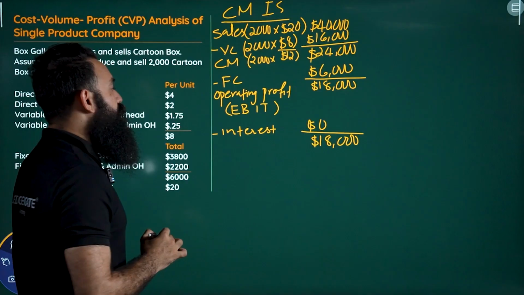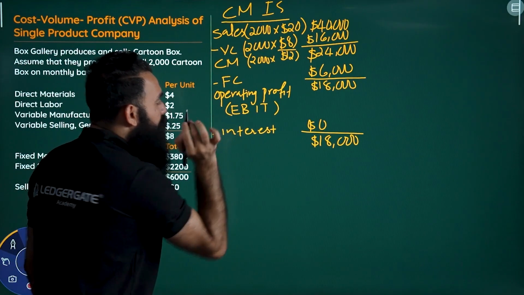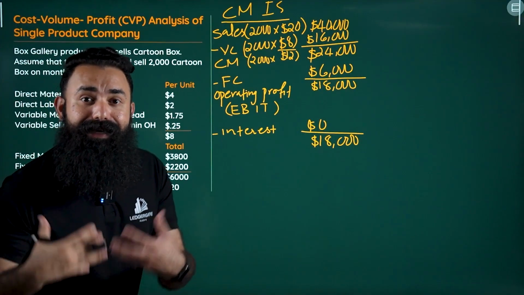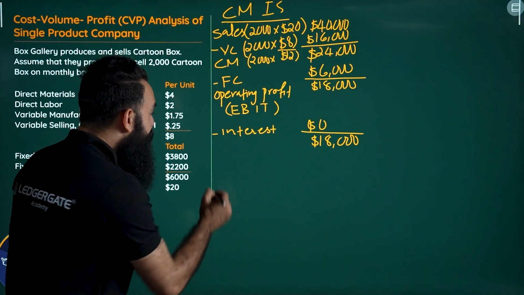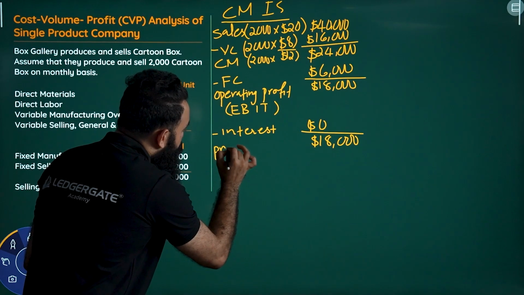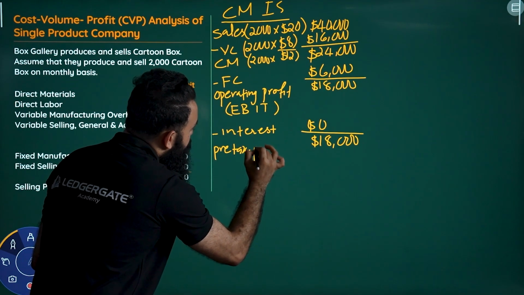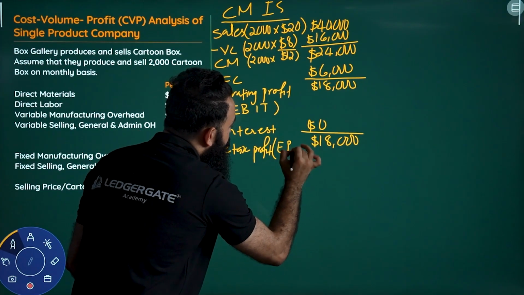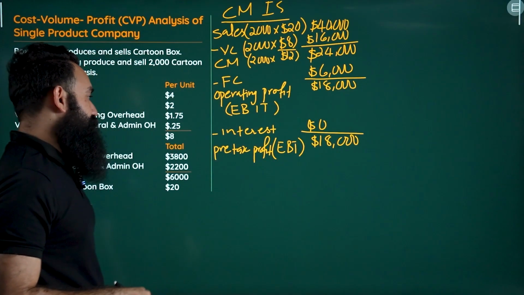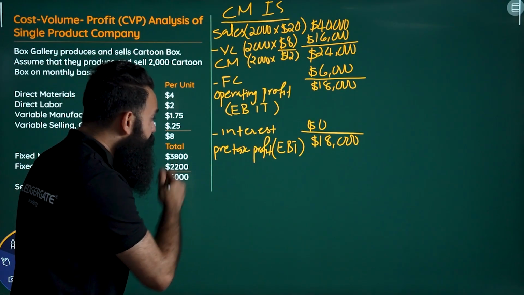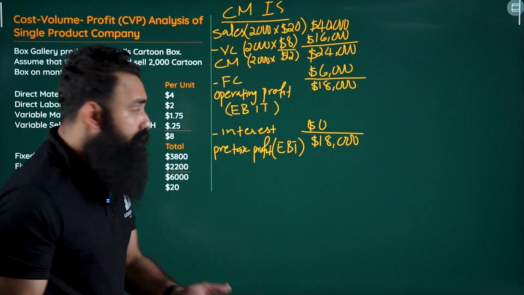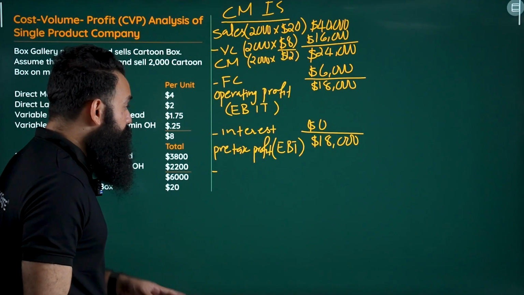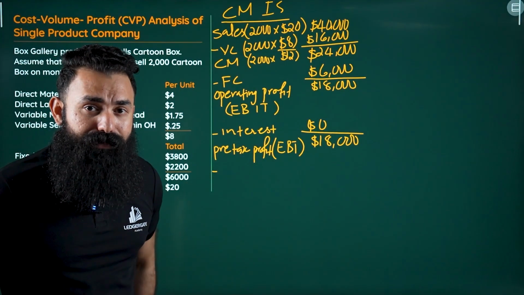So what we call this is earnings before tax. That means profit before tax, otherwise we can say pre-tax profit. Pre-tax profit, that means EBT, earnings before tax, otherwise profit before tax, otherwise pre-tax profit. In any way you can call it. This is the profit before paying tax to the government authority.